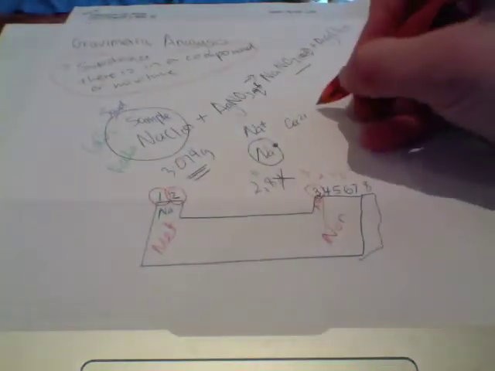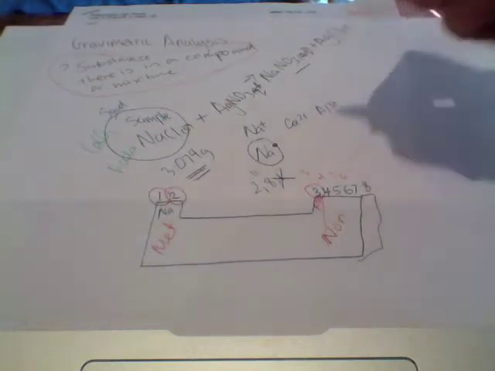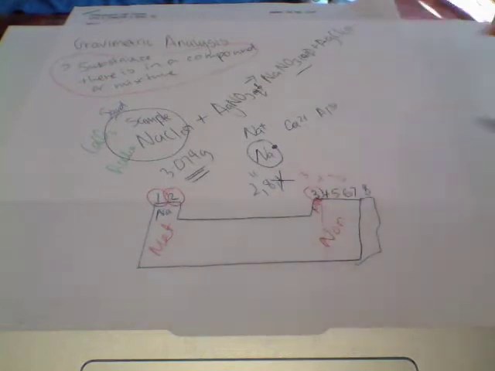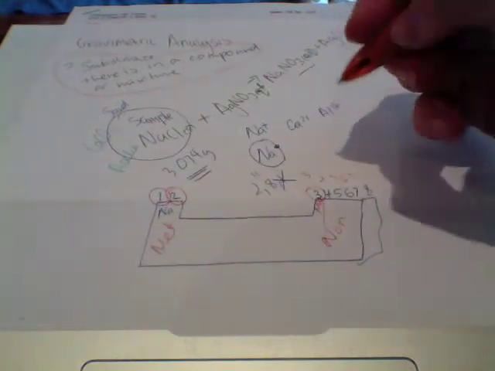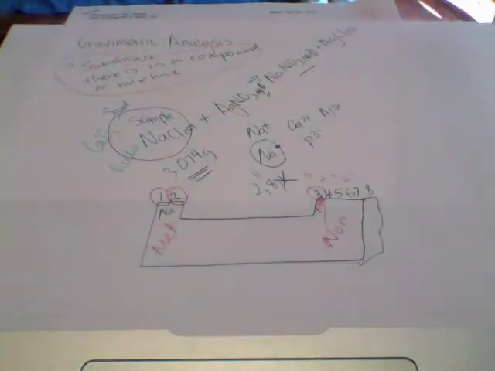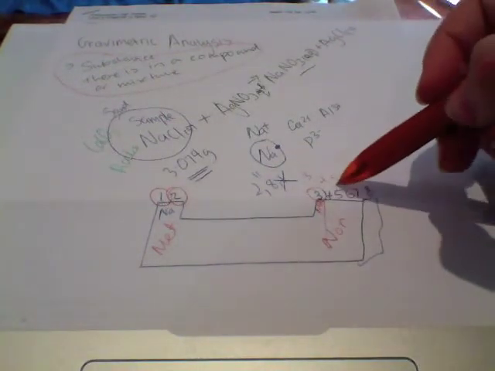So Ca2+, it's in group 2. Al3+, in group 3. Now let's get over to group 5, and we're going to have phosphorus with a 3 negative charge.